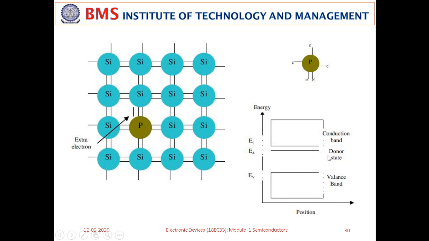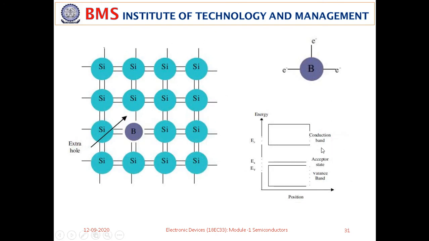By adding an impurity, you are creating a state here, which is in the vicinity of the conduction band. So these electrons you are seeing in the donor state, which is near the conduction band, can move easily to the conduction band. Since there are a lot of empty states in the conduction band, the electron which is here falls into the vicinity of the conduction band, which is called a donor state.